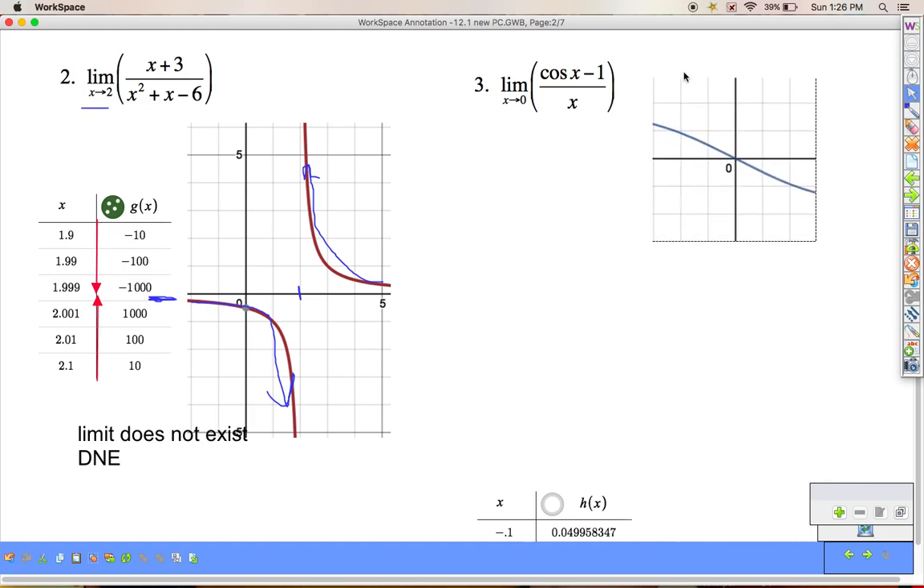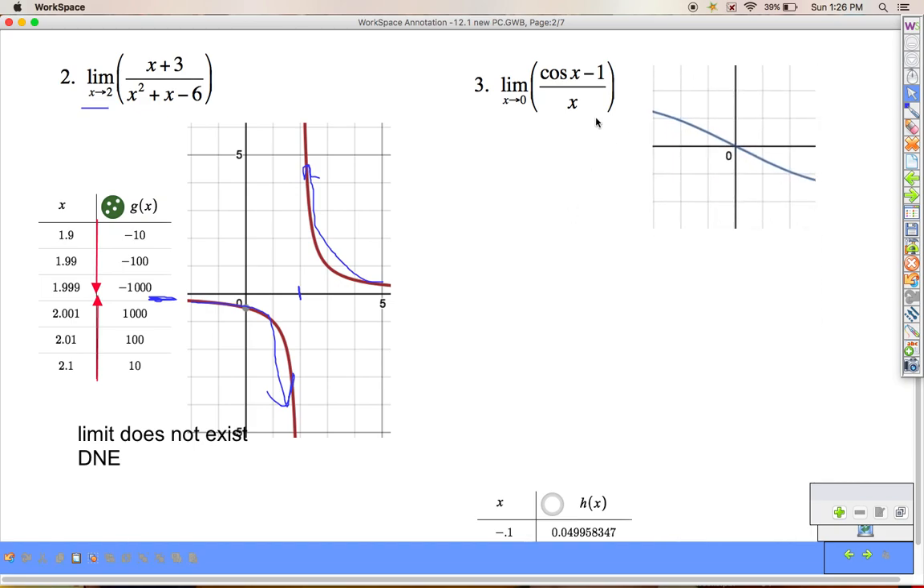The limit of cosine of x, subtract 1, over x. I cut out the rest of the graph, but this is what it looks like. As I come from the left and the right and approach 0, is my graph going towards a single point? Yes. Does it have to get there? No.